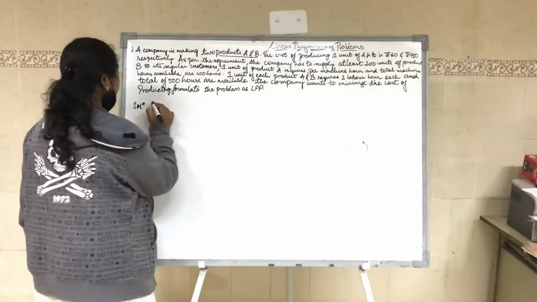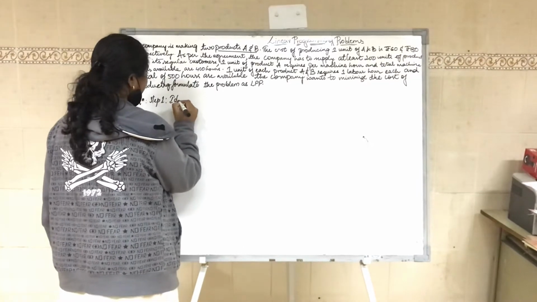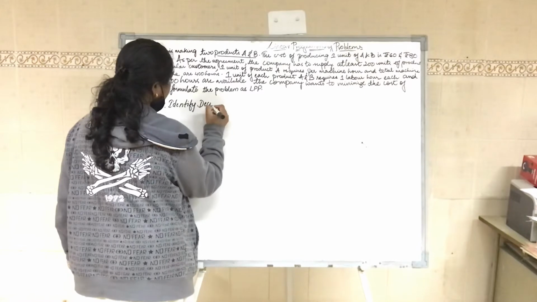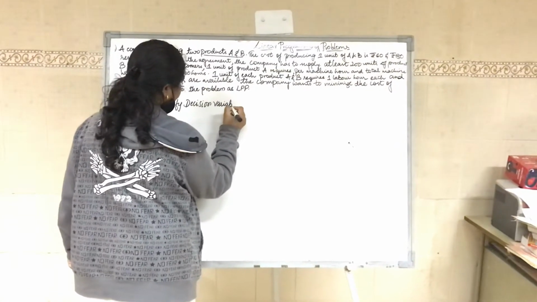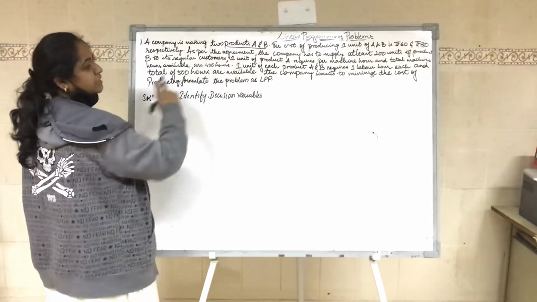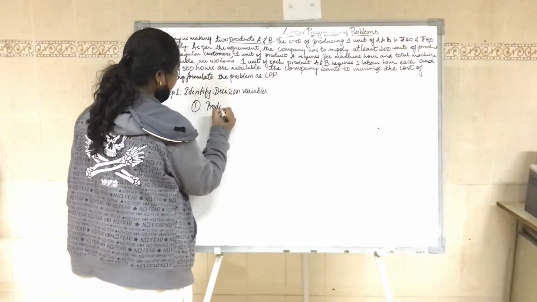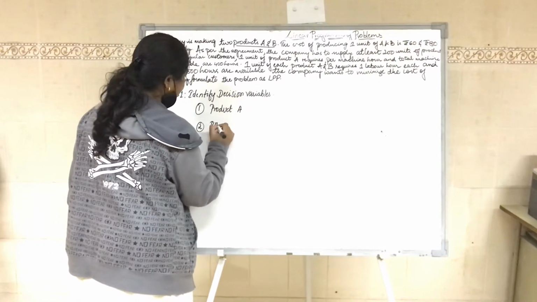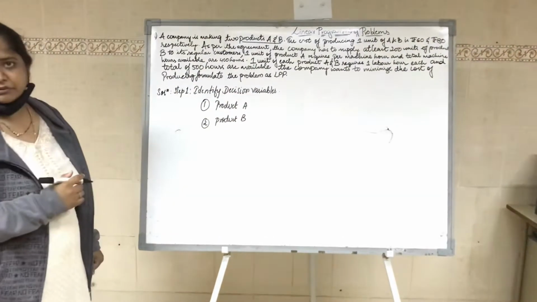Now step 1, identify decision variables. So here, identifying the decision variables as it is given in the question. First one is product A, and the second one is product B. So these are the two decision variables, students.